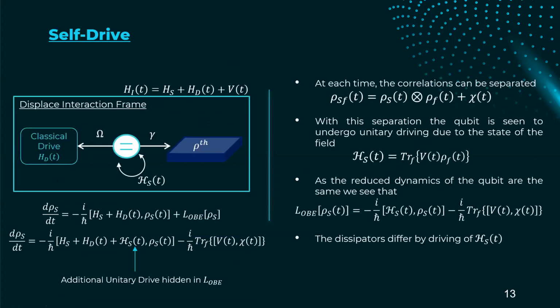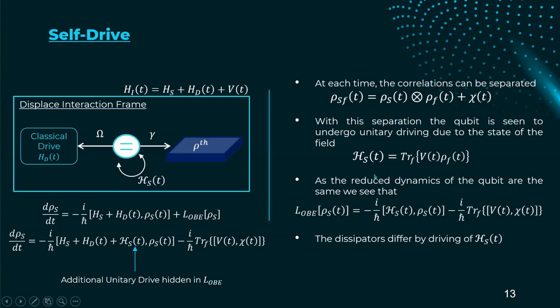Yes. So now what we do is, if you remember Alexia's talk, Leah's talk, we want to separate out the effect of the correlations, essentially, from the reduced dynamics of each of the subsystems. So we do that. At each time, the correlations can be separated. And this is a unique definition where chi can be defined by just subtracting rho SF from rho S times rho F. Okay. With this separation, what you see is an additional term that appears in the commutator in the reduced dynamical equation of the qubit.